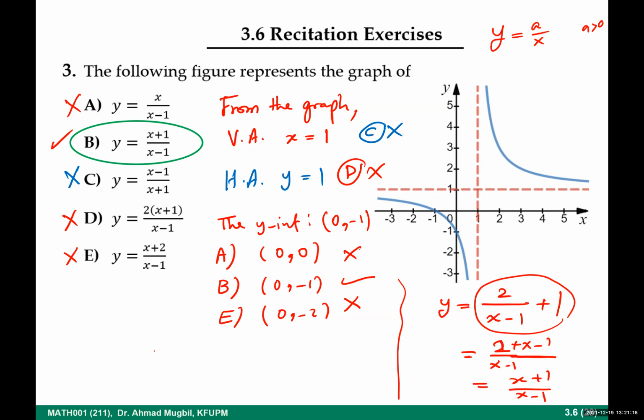Then shifted 1 unit to the right. Then shifted up 1 unit. Now, how to find A? Use 0 and -1, or use -1 and 0. You have 2 points here. One of them will give you the value of A, and you will know the vertical stretching that you have. Clear?